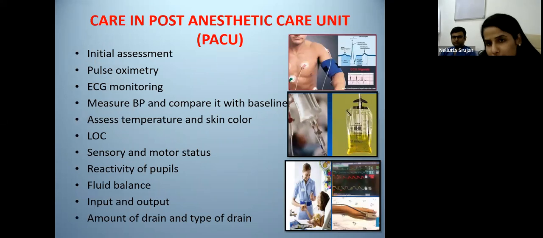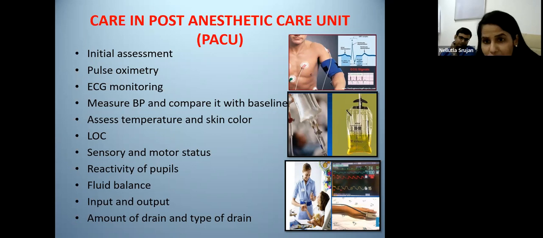Now, care in the post anesthetic care unit: as a nurse, what is their important role in taking care of patients, and what are the things they need to monitor? First, when the patient comes to the department or goes to the ICU or ward, the first important thing is that an initial assessment, head to foot, has to be done, and monitors have to be connected to the patient as soon as possible. Do not delay in connecting the equipment.